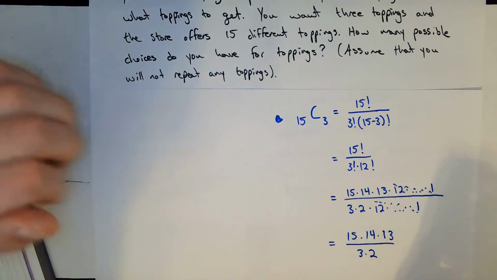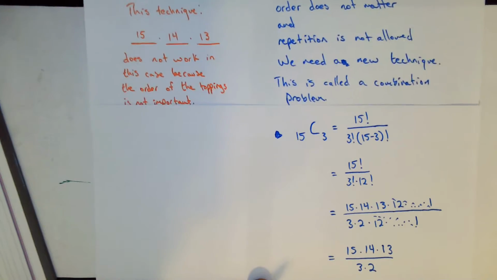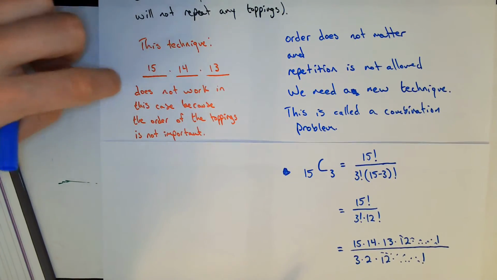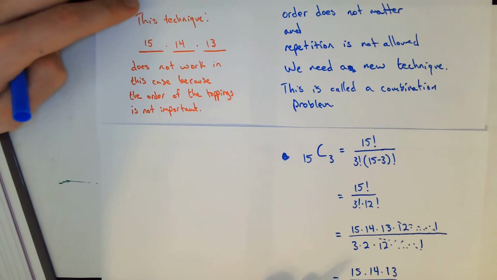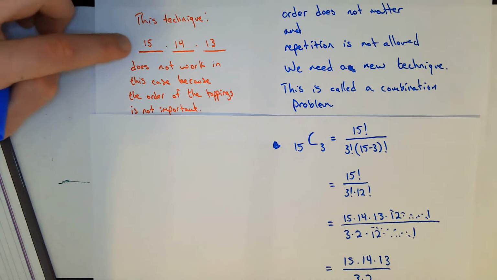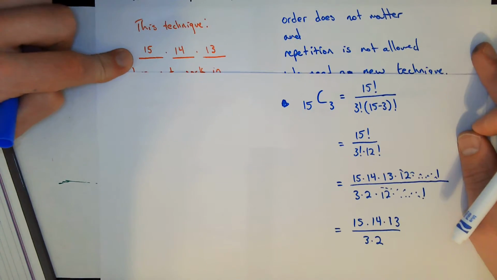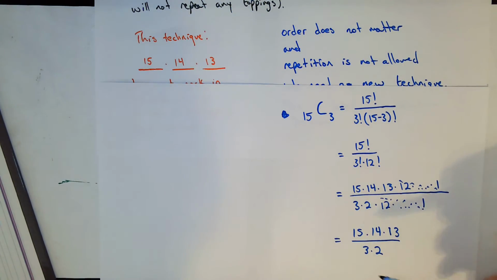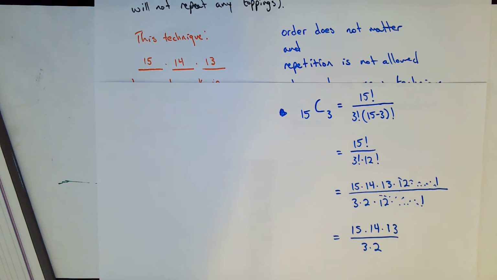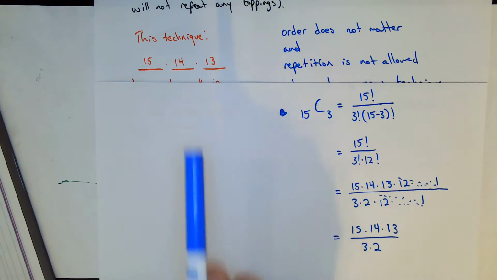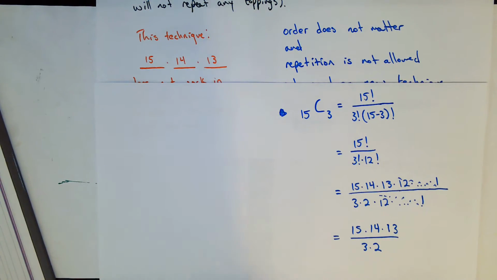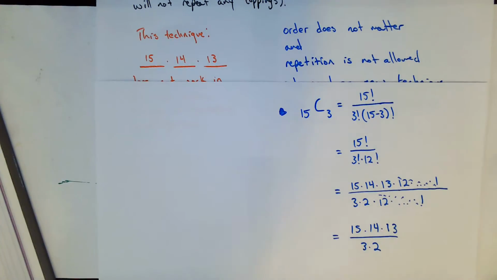Now remember that I said back here, this technique does not work. This technique here did not work for this problem. But look how close it gets, right? We have 15 times 14 times 13 over 3 times 2. So what's the difference? Why is this divided by 3 times 2 there? What does this not account for? Because this is the technique we would have used kind of naively, without thinking about this new technique of combination.